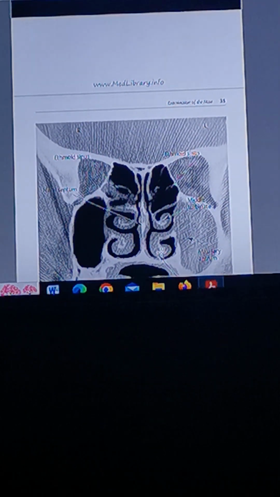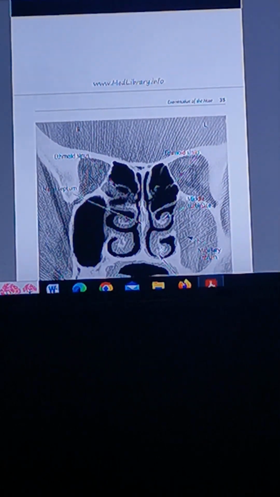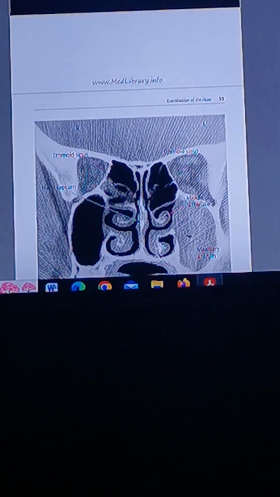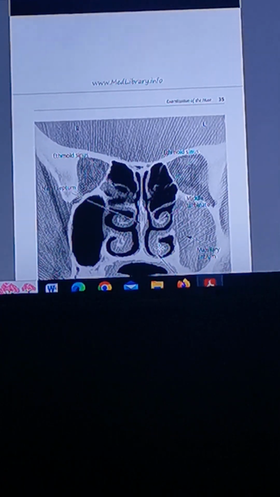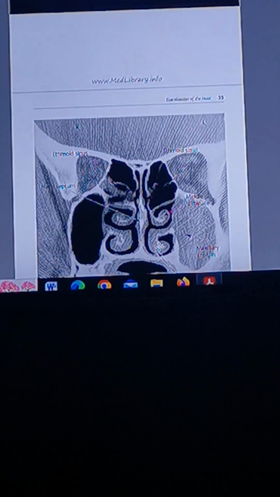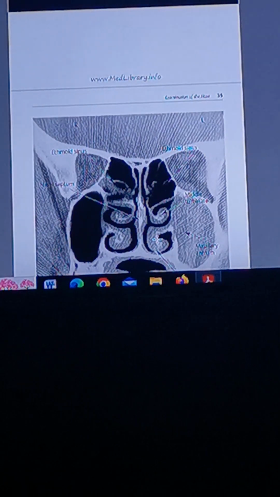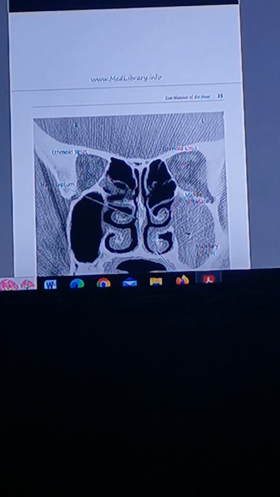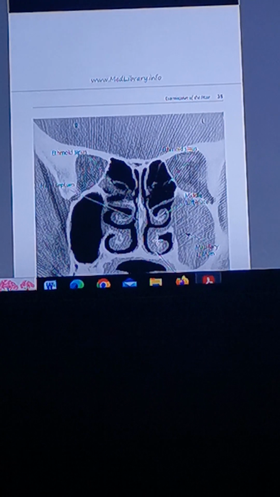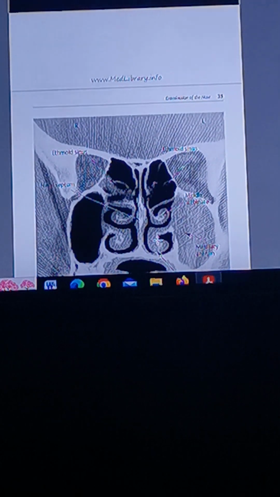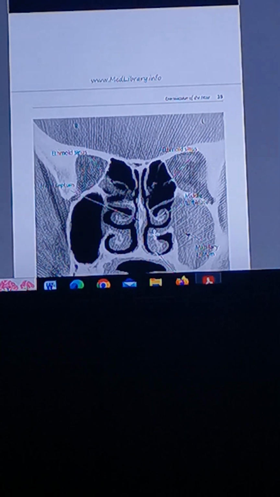The function of these turbinates is to humidify. They engage with the secretions of the mucus in the nasal cavity, and they humidify, filter, and change the temperature of the inspired air. So the air conditioning of the nasal cavity is these turbinates.